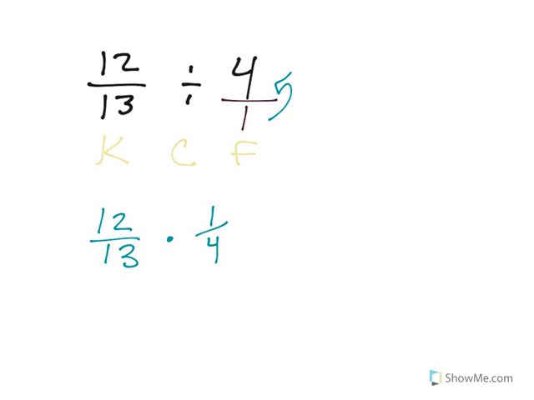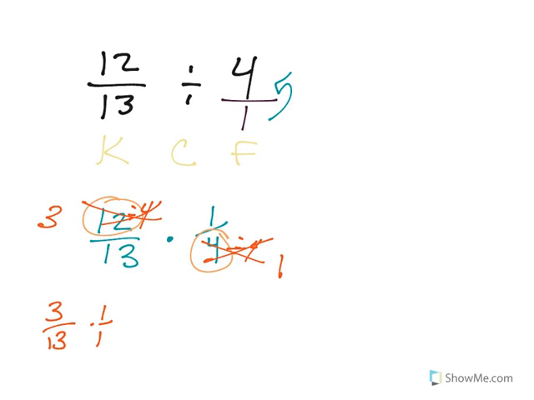Okay, compare numerators to denominators. Do we have any common factors? And in this case, the answer is yes, right? With 13 there's nothing really to look at, but we can check out 4 and 12. 4 and 12 share the common factor of 4. So 12 divided by 4 is 3, and 4 divided by 4 is 1. So I end up with 3 over 13 times 1 over 1. And when I multiply straight across, I get 3 over 13.